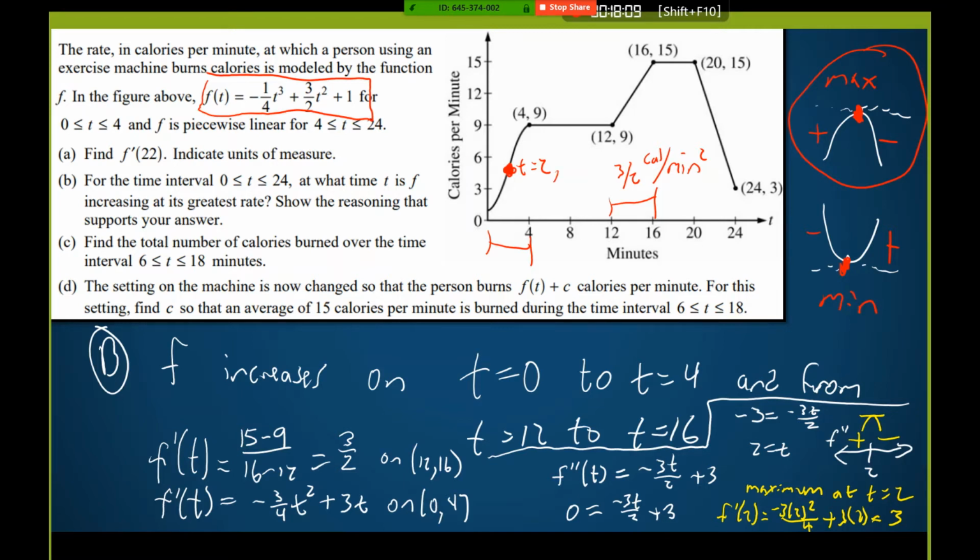At t equals 2, if we plug it in to our equation for the derivative, f prime at 2 would be 2 squared is 4, so my 4 and 4 will cancel, so that leaves me with negative 3 for the first term, plus 3 times 2 is 6. So that's 6 plus negative 3 is positive 3. At t equals 2, we have 3 calories per minute squared that are being burned. So our calories per minute that we're burning is increasing at the fastest rate at the time t equals 2, at exactly 2 minutes into this person's workout.